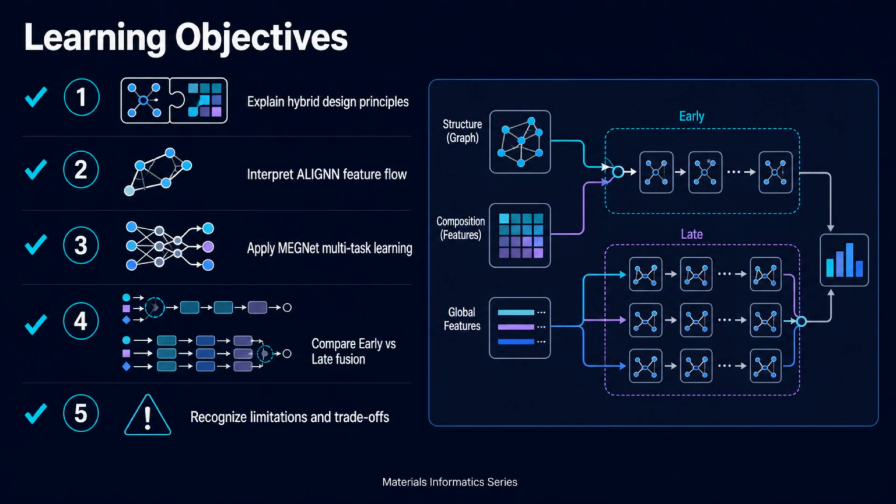By the end of this chapter, you'll understand the design principles of hybrid features. Implement and evaluate ALIGNN, which uses line graphs to capture bond angles. Implement MagNet for simultaneous multi-property prediction. Compare early fusion versus late fusion integration strategies, and evaluate the practicality and limitations of hybrid models.